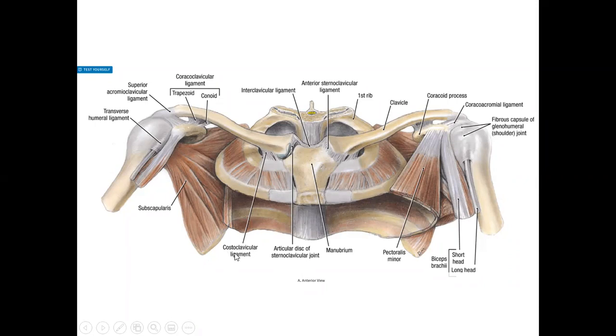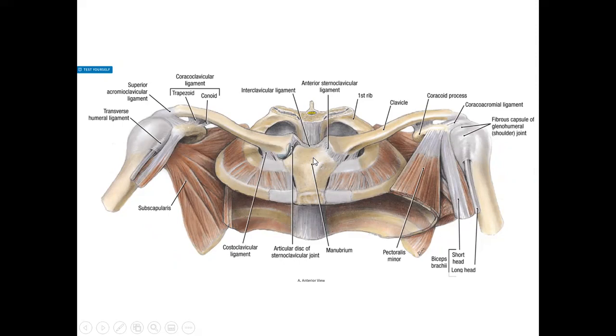So a lot of these ligaments, in the name, they're going to tell you what they're connecting. So costoclavicular, if you ever see costo, costo is your prefix for a rib. So costoclavicular is telling you that you have an attachment between a rib and the clavicle. So you can see here how this ligament is attaching between the medial portion of your clavicle to the first rib. So your costoclavicular ligament.